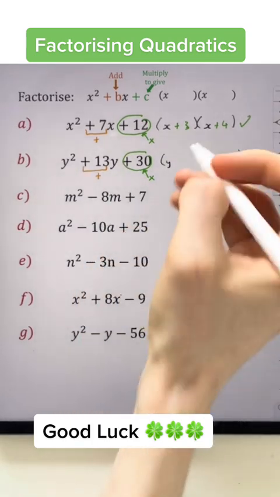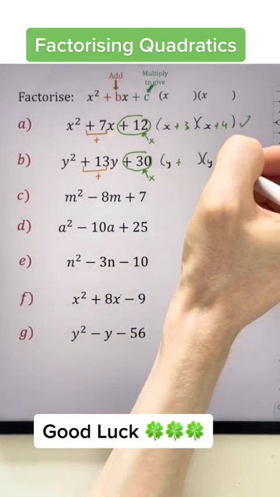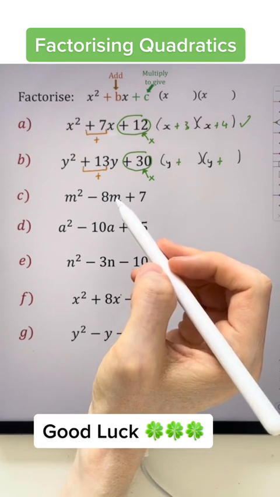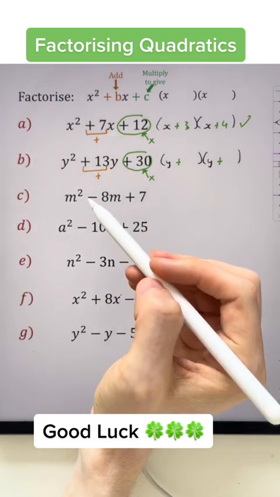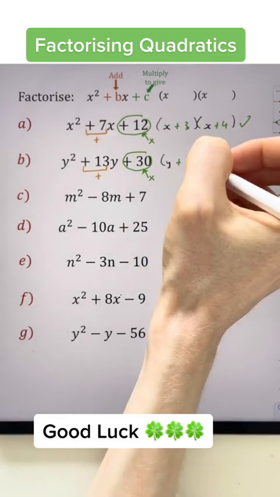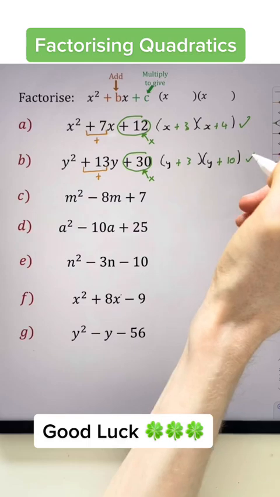Again, if both terms are positive, I know the signs inside the brackets are both positive. Our factors of 30 are 1 and 30, 2 and 15, 3 and 10, and 5 and 6. The only pair that multiply to give us plus 30 and add together to give us plus 13 will be plus 3 and plus 10 in any order.